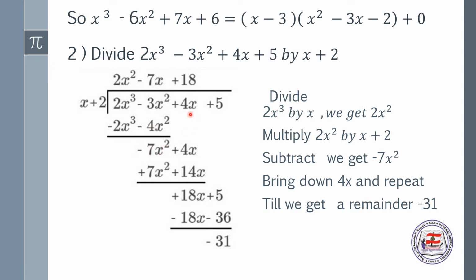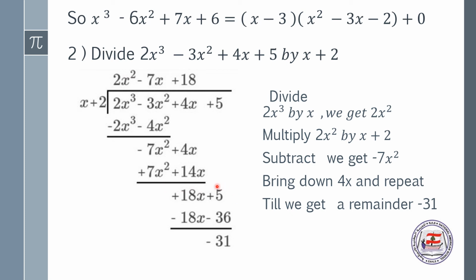Bring down 4x and repeat the same process. By dividing minus 7x squared by x, we get minus 7x. Then multiplying minus 7x by x plus 2, we get minus 7x squared minus 14x. Subtracting it from the previous expression, we get 18x. Then bring down 5 and repeat.